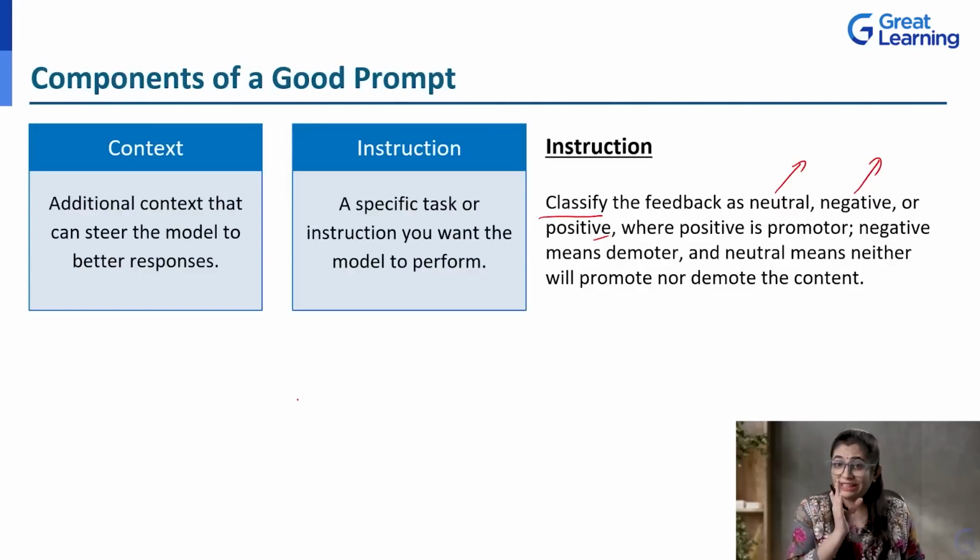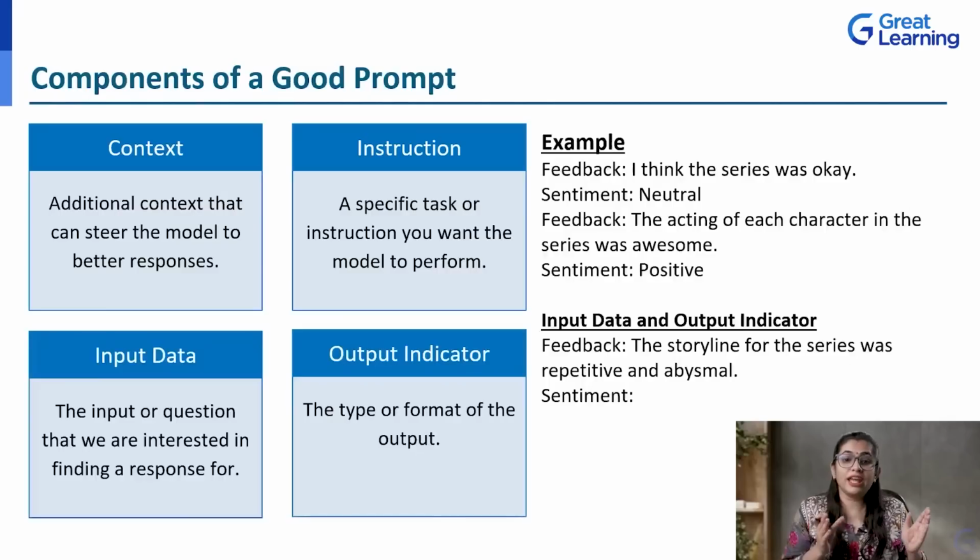Here you are instructing ChatGPT on what is positive. Positive means your consumer is your promoter. Negative means they are a demoter. Neutral means they are neither promoter nor demoter; they are neutral towards your content. This is the instruction that you give, what the generative model needs to do. This is what it is doing: classifying. Next is your input data and your output indicator.